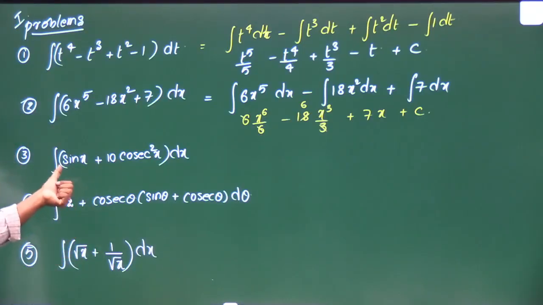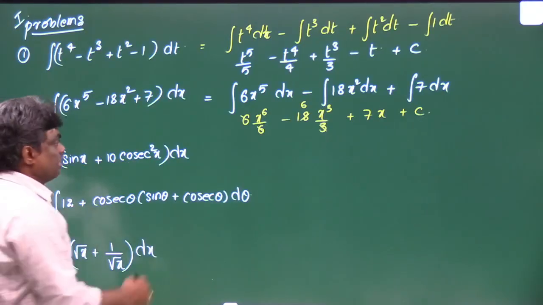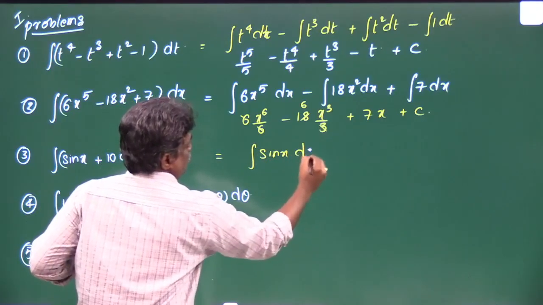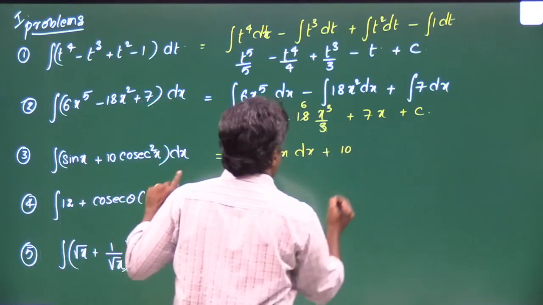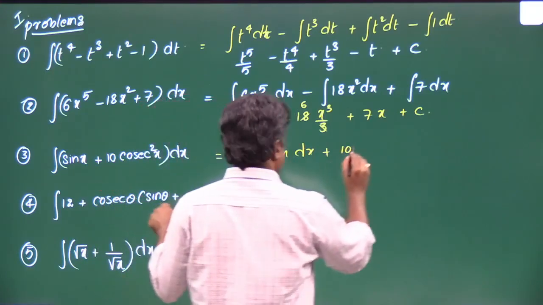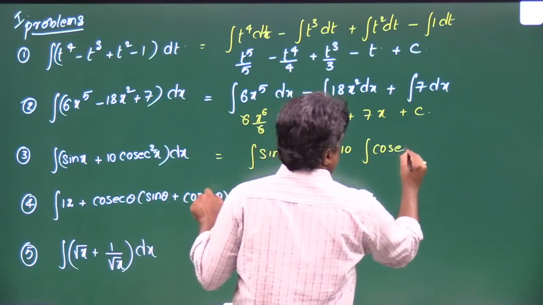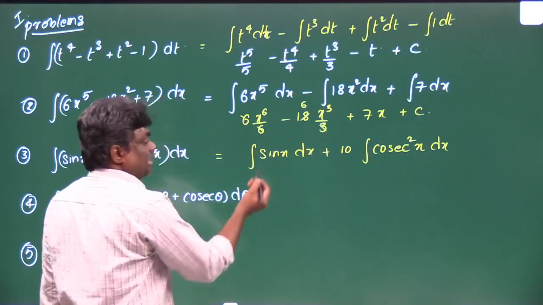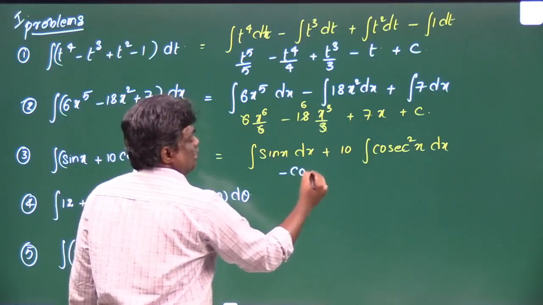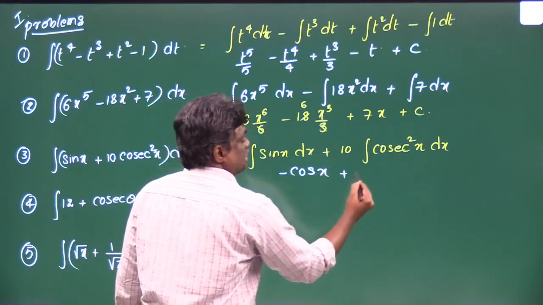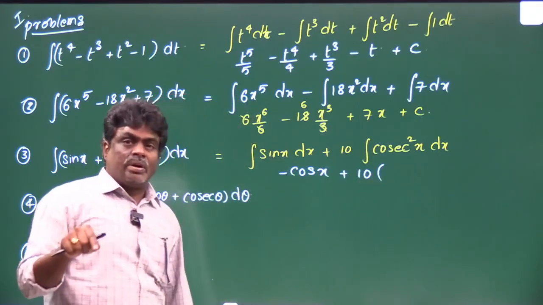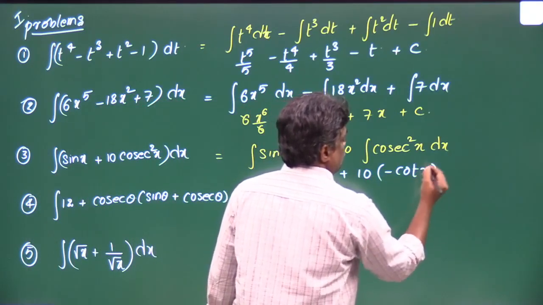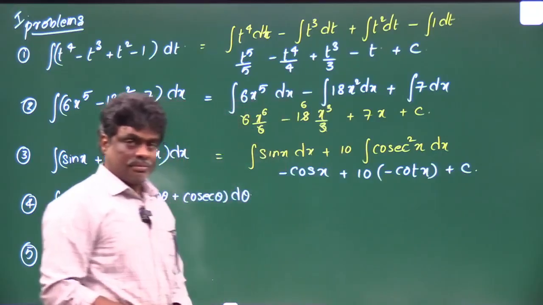And the next, trigonometric functions are there, so please split it: integral sin x dx plus 10 outside, constant outside, rule number 1, integral cosecant square x dx. So let us do this integral. Integral sin x is minus cos x, plus 10 as usual, but cosecant square x gives minus cot x. We have just seen the formula, please practice and learn by heart, plus c, that's it.